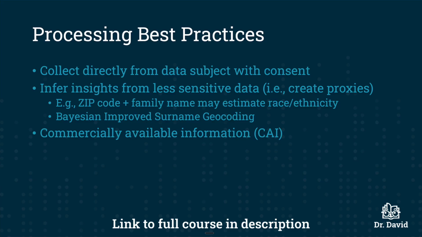Now, this process of creating proxies or inferring insights from less sensitive data, one technique for doing this is referred to as Bayesian improved surname geocoding. I know that's a mouthful. That's a sneaky term that you might see on the exam, so I would commit that to memory. And finally, another quote-unquote best practice here would be instead of collecting the data yourself or having your organization collect that data directly from data subjects, collecting instead commercially available information.